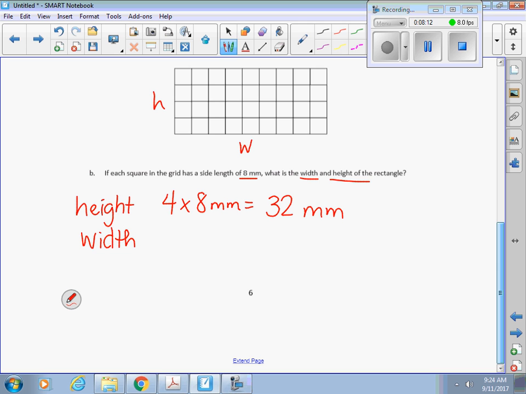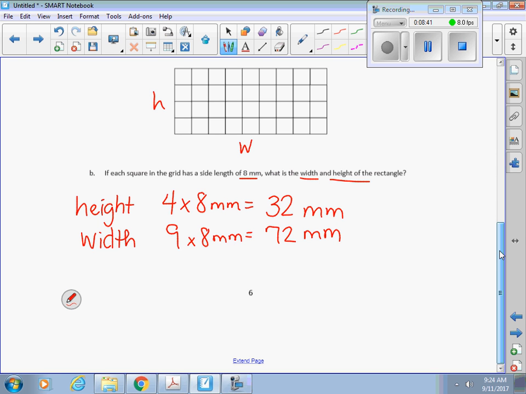What are we multiplying there? Liz? 4 times 8. We just did the height, which was 4, so the width was the other number. 9 times 8. Very good. 9 times 8, which is? 72. Very good. 72 millimeters. Make sure you've labeled your answers with the unit. All right, so we have a height of 32 and a width of 72. Any questions there?